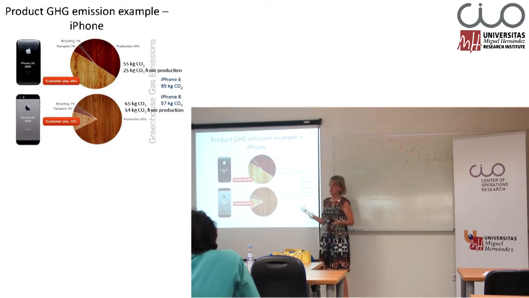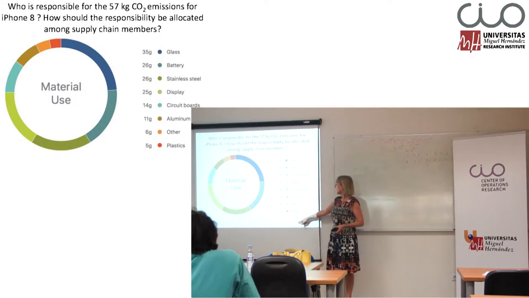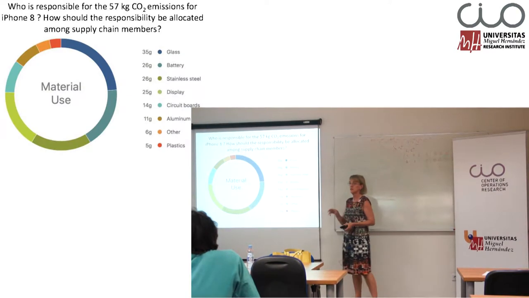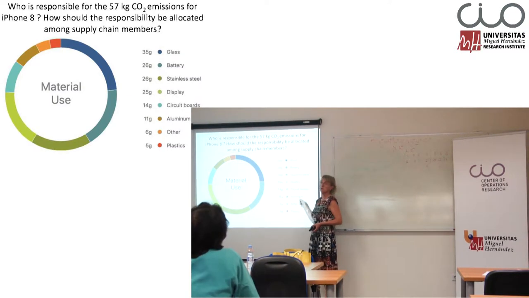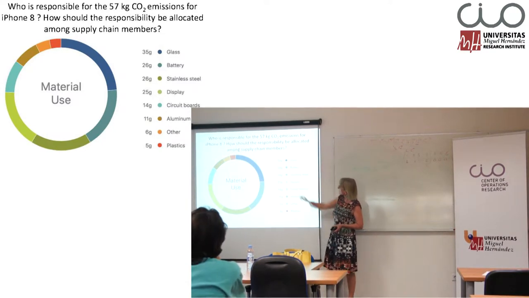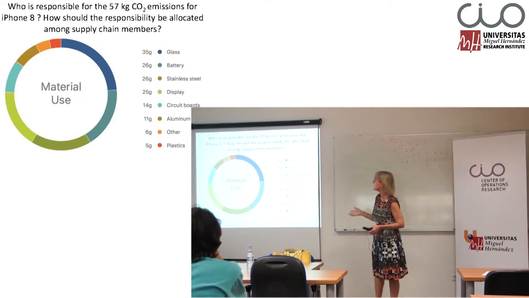So now that we have all of these numbers, one question that comes is, who should be responsible for these emissions? Is Apple responsible for this? Or should manufacturers be responsible? These are all the different materials being used, and Apple doesn't have anything to do with any of these materials. They sit somewhere in California, they design their marketing strategy, they design the product, but they don't really make glass or make screens or anything. So we have all of these materials being used. We have, let's say, 57 kilos of CO2 for the latest iPhone.